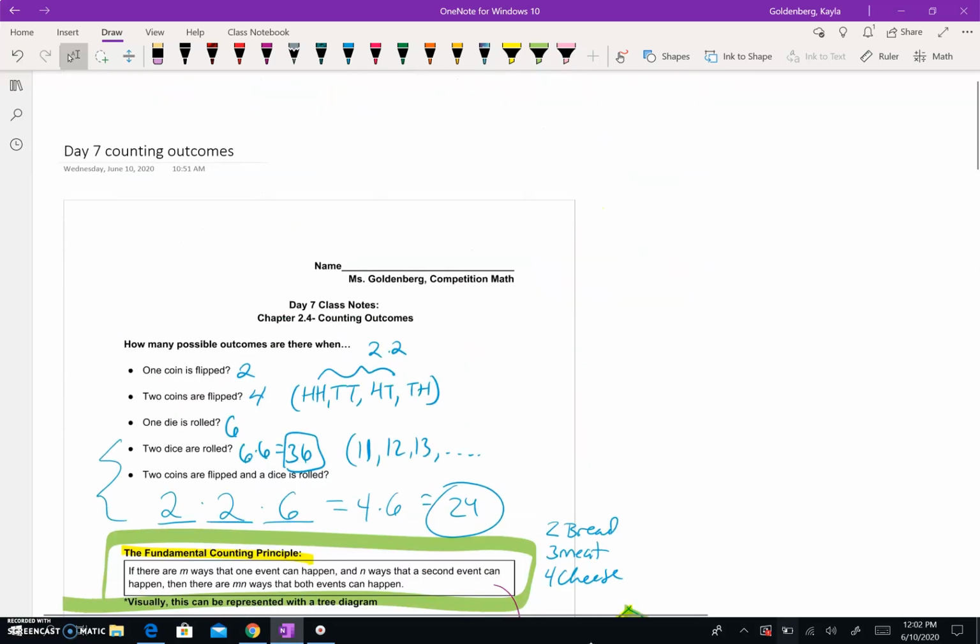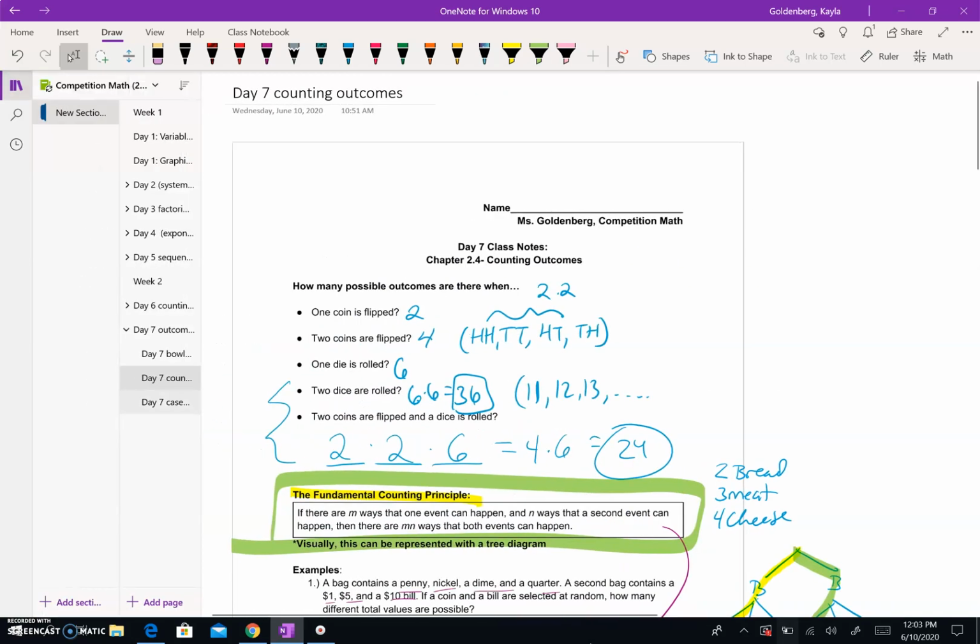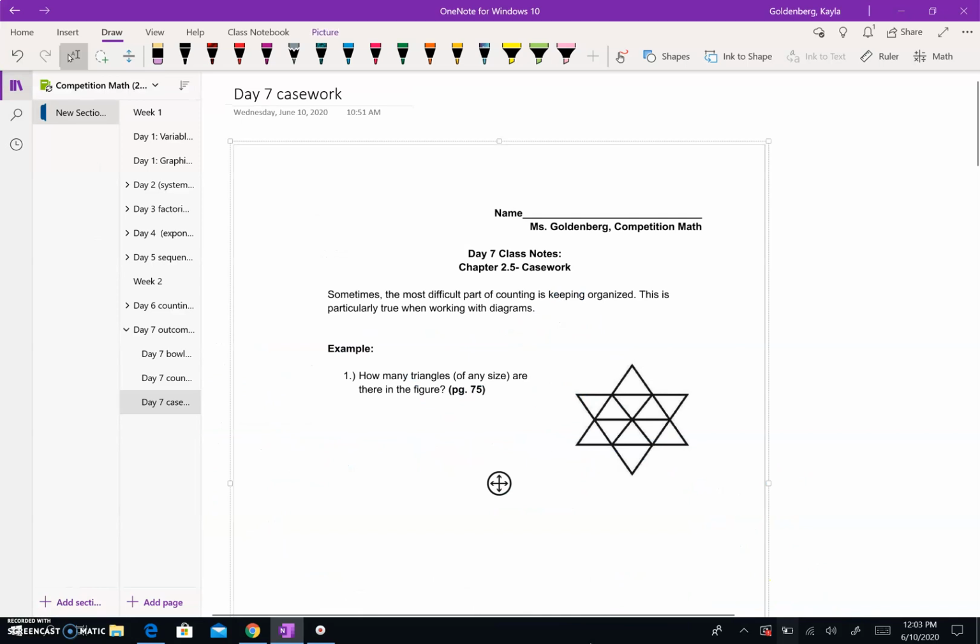The last video you guys have to prepare for tomorrow's class is casework. This is just kind of how to organize your counting, specifically with a lot of shape problems. These are pretty common in competitions. So go ahead and move to the last video for today. I'll see you guys then.